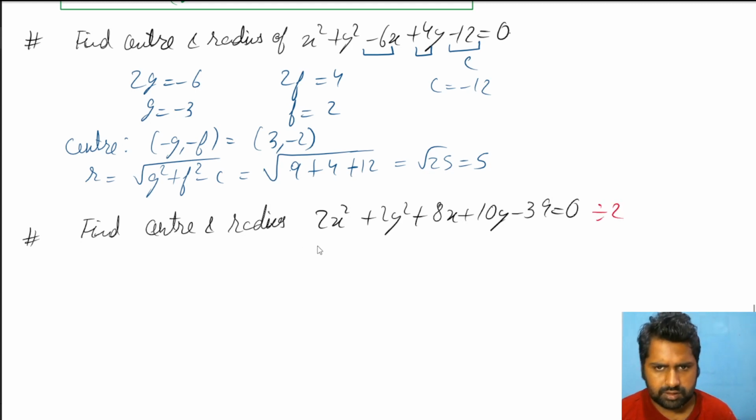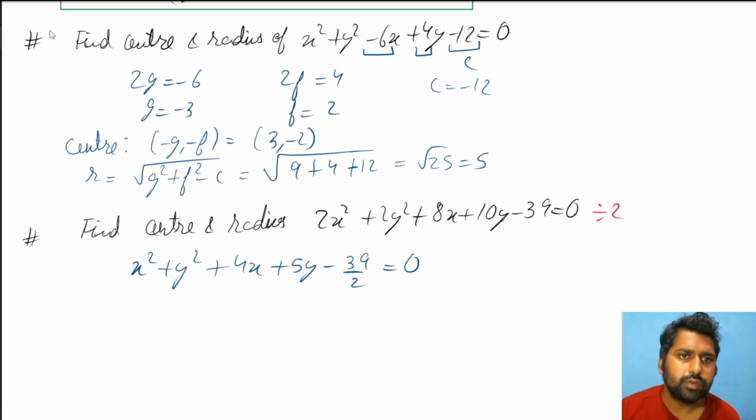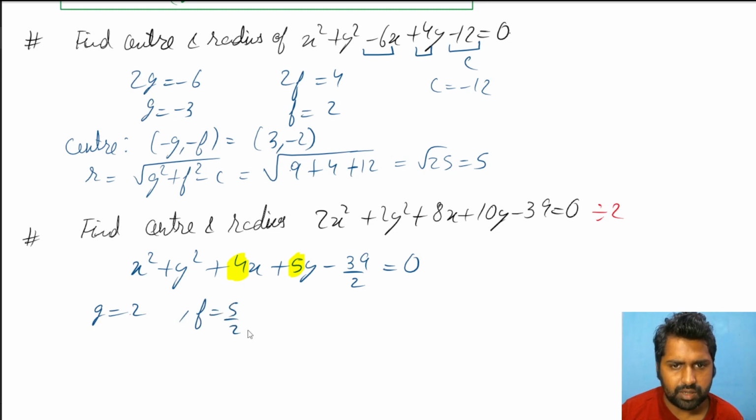If we divide the whole equation by 2, what do we get? x square plus y square, instead of 8x, now you get 4x plus 5y minus 39 by 2. And yes, fractions are there. Now you can say that the coefficients of x and y are 2g and 2f. So g is half of it, 2, f is half of it, 5 by 2, c is minus 39 by 2. Now directly the center is minus 2 comma minus 5 by 2.